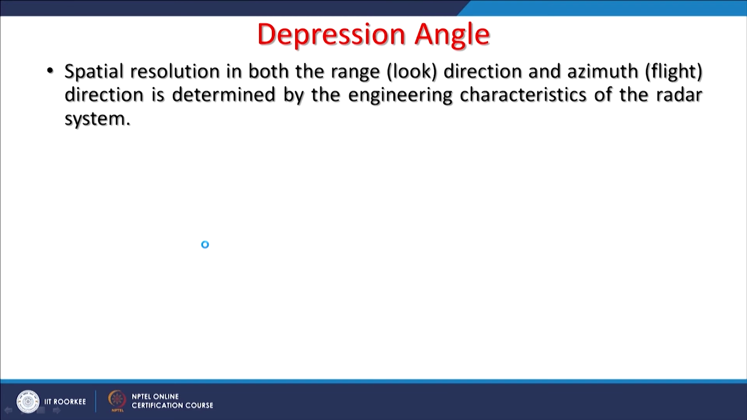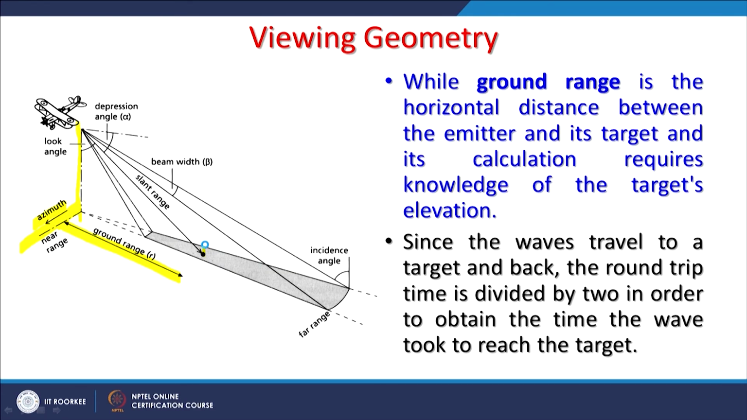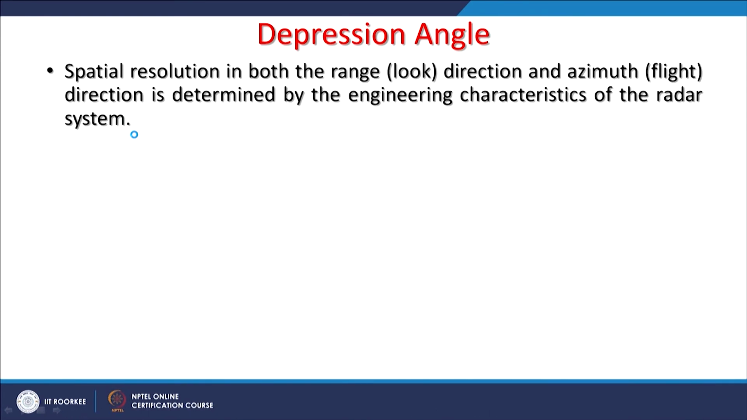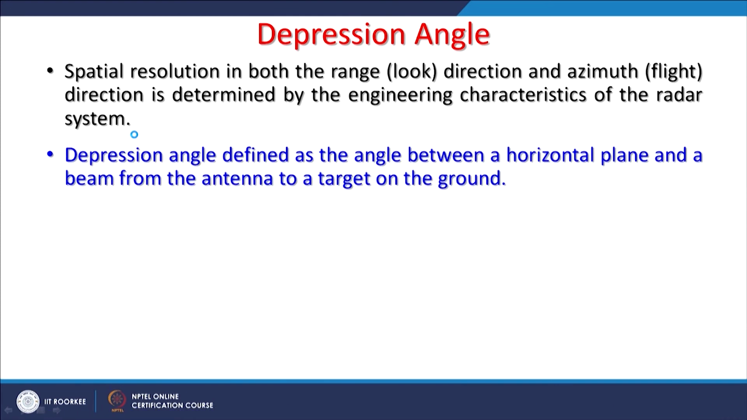And we have also seen the depression angle. The depression angle is measured with the horizontal at the elevation at which the satellite or aircraft is flying. This depression angle will allow us to find out the spatial resolution. Spatial resolution in both the range, that is the look direction, and azimuth, that is the flight direction, is determined by the engineering characteristics of the radar system.